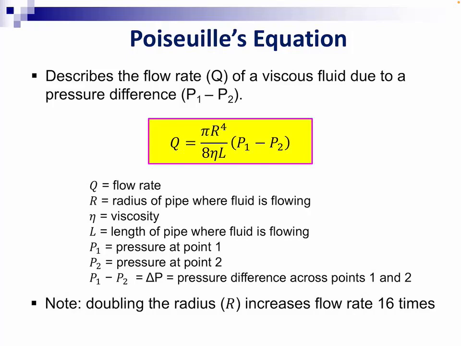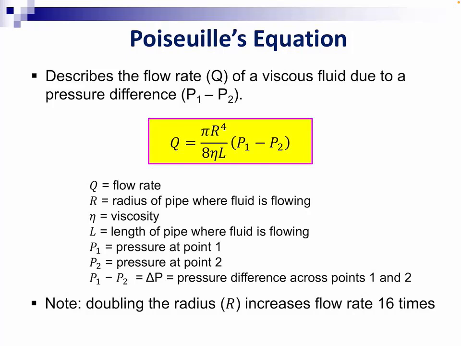So two ends of the path should have different pressures. The fluid will flow, and as the fluid flows, it will have a flow rate. That's why the flow rate is related to the difference in pressure. So Q is the volume flow rate, which is volume over time, or area times speed.